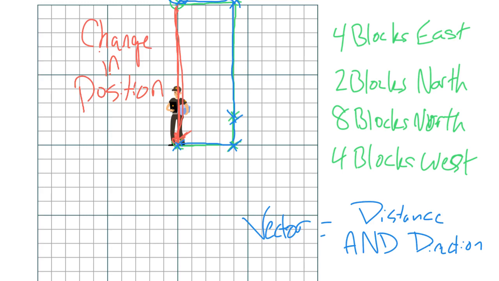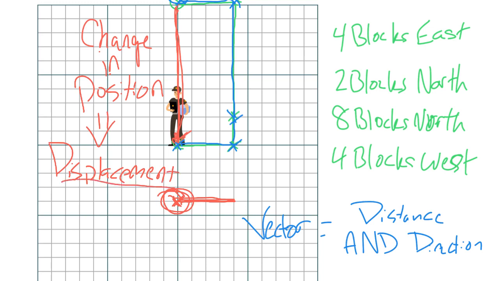Another example of this would be if a UPS driver started off right here, went 4 blocks east, and then went back 4 blocks west, stopped here, their change in position would have been 0 because they're not in a different spot than what they started with. Their distance would be 8 meters, 4 meters out and 4 meters back, but their change in position would effectively be 0. Where did they start compared to where did they end up? And this change in position is called their displacement.